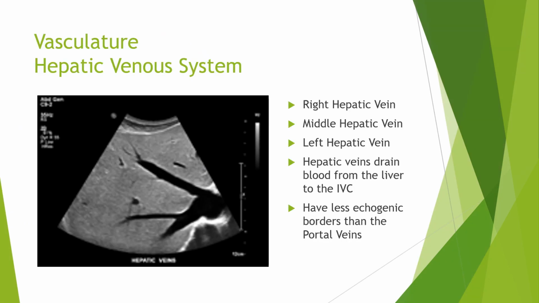So remember that the portal venous system enters the liver from inferior. We looked at the portal triad and the porta hepatis on the inferior surface of the liver, and it's going to run vertically into the liver, branch out into many, many branches, and feed all parts of the liver.